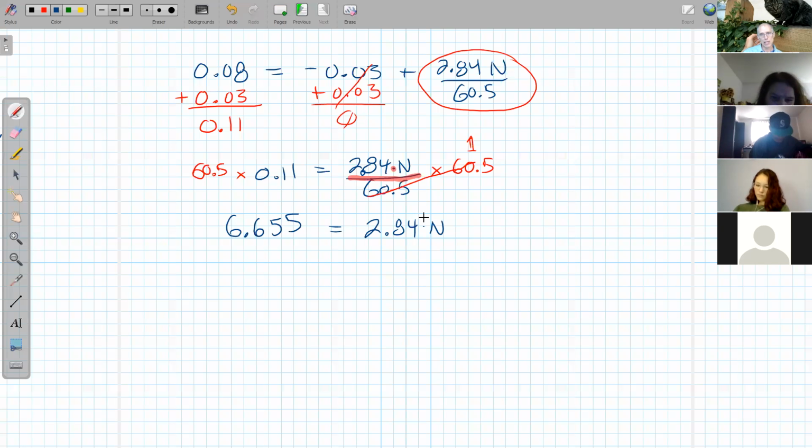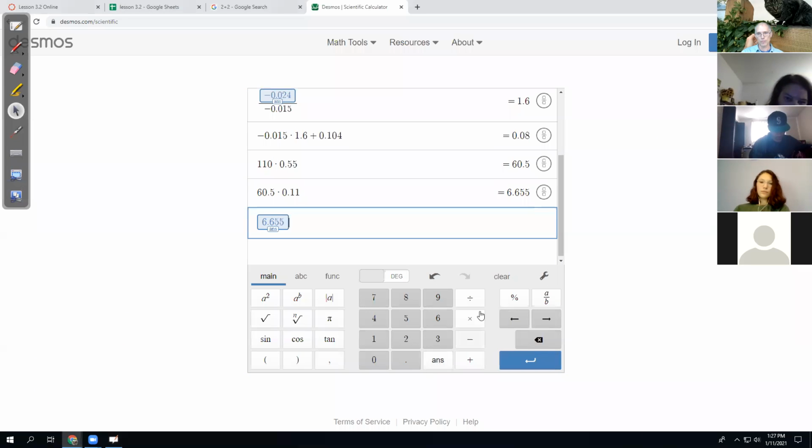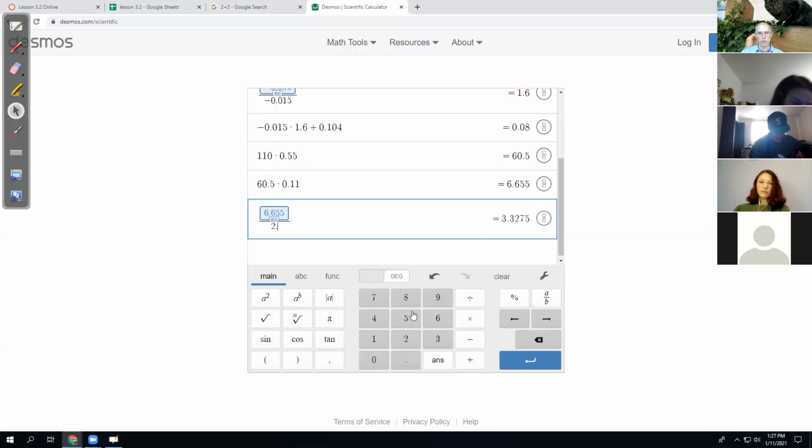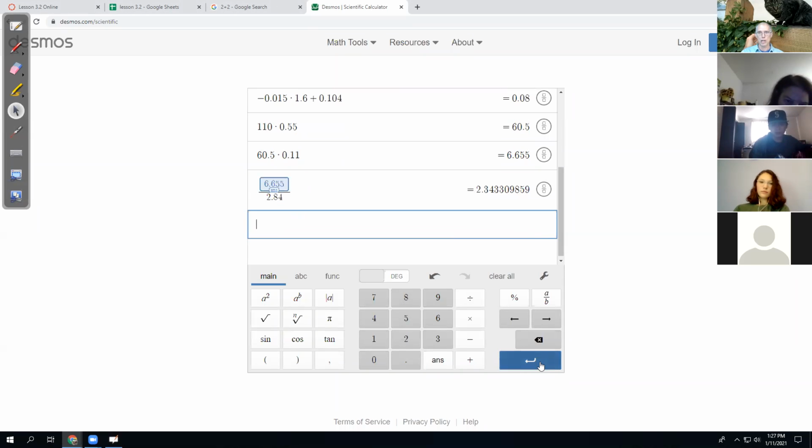Last step is to divide to get rid of this multiplication here. And so I'm going to divide by 2.84. And again, a number divided by itself is 1. 1 times n is n. What do we get? Divide by 2.84. I get 2.343. I'm going to go for 3 decimal places for now and then think about it.